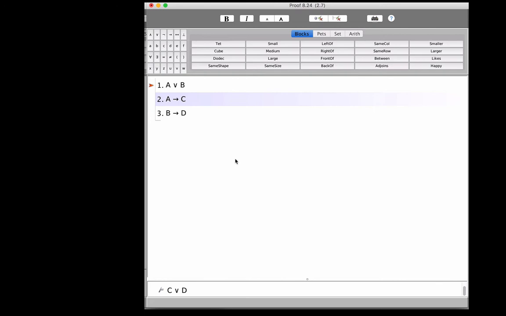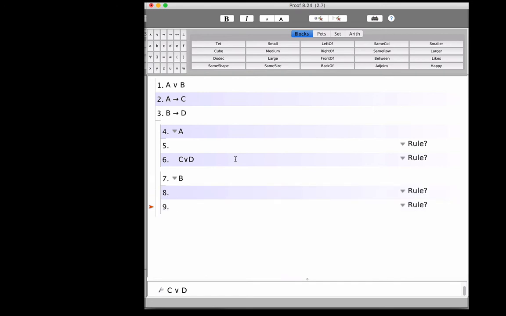Instead, notice that at line 1 you have a disjunction. You already know from chapter 6, when you have a disjunction, you assume the left side, derive the sentence you want, in this case C or D, exit the subproof, then assume the right side of the disjunction, derive the sentence you want, in this case C or D, so that you can exit the subproof and say, I've just proven that whether I have A or I have B, I have C or D.